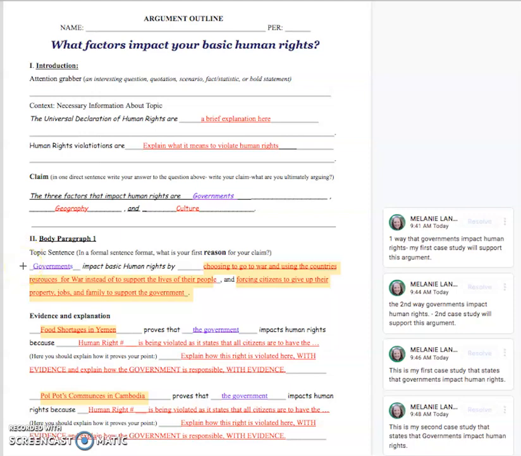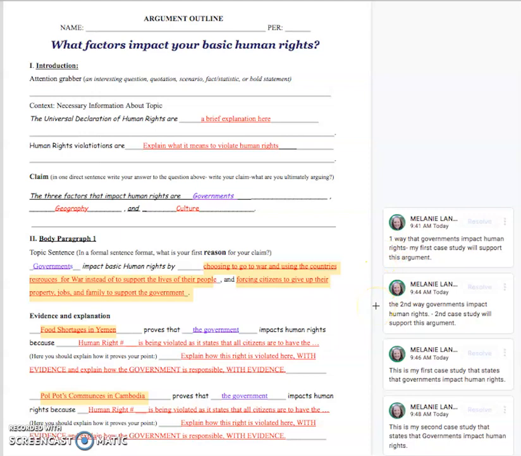Right here, I start by saying my first factor is that governments impact human rights. And I write that right here. Governments impact human rights by, and I give 2 reasons why. Number 1, they choose to go to war and use the country's resources for war instead of supporting the lives of their people. The second one that I've chosen is forcing citizens to give up their property, jobs, and family to support the government. On the right, you can see where I've labeled that. This is the first way that governments impact human rights. This is the second way that governments impact human rights.